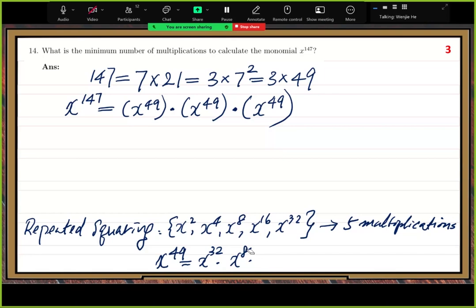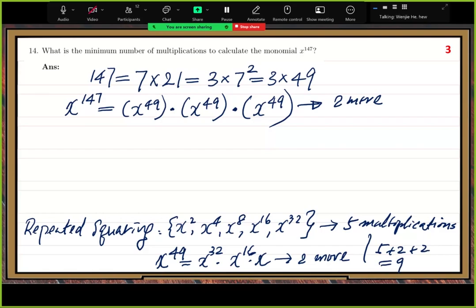16, oh yeah, 16 is better, going faster. 48, and then times x. All right, so 2 more. So here you can get 49, right? So this one needs 2 more. So 5 plus 2 plus 2 equals 9.